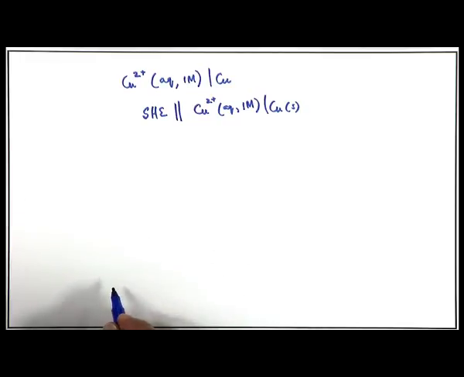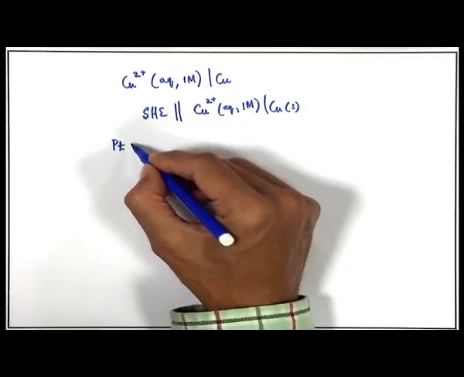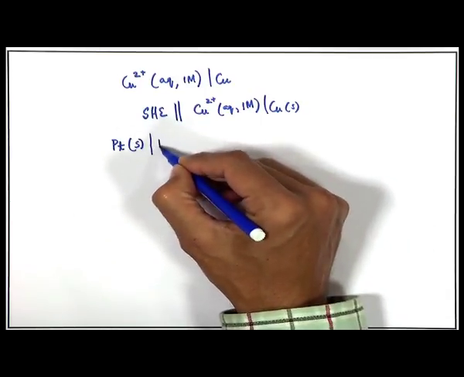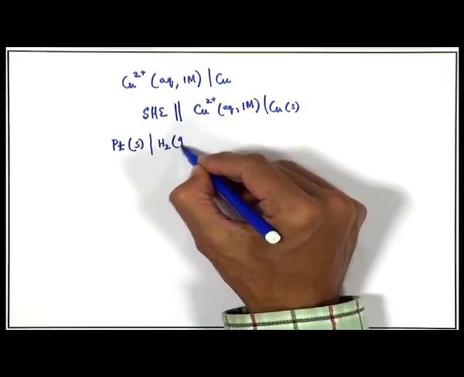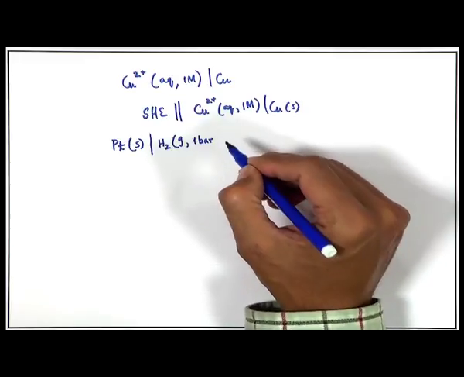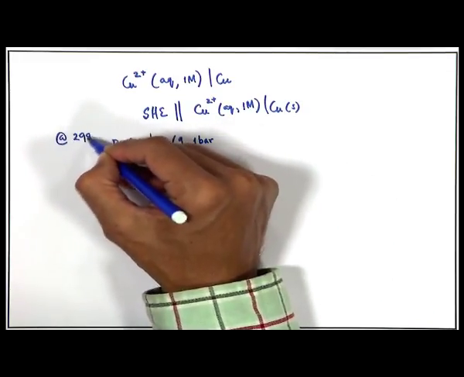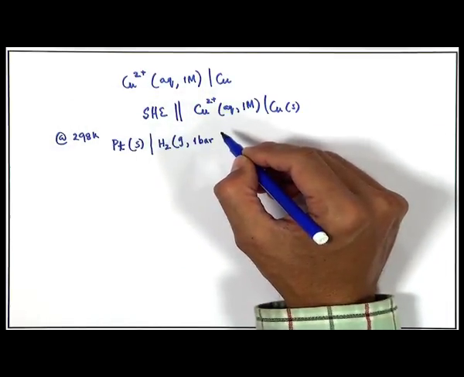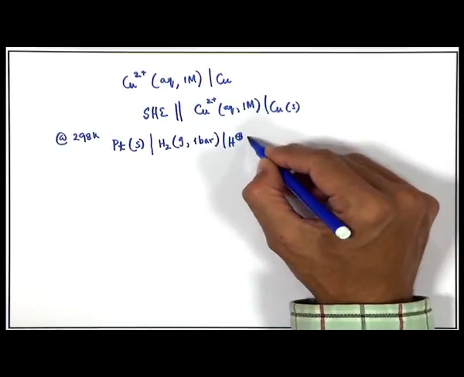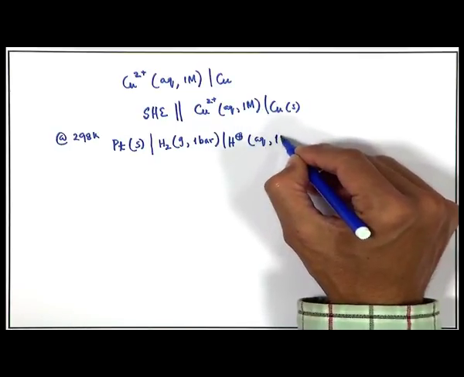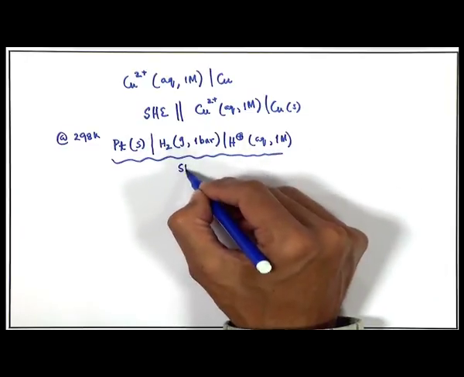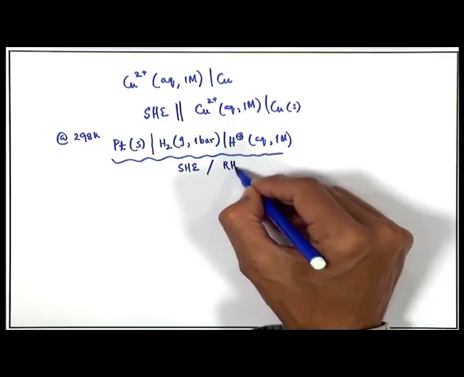So, more explicitly, Pt platinum solid, it is the platinized platinum electrode, then you pass pure hydrogen gas at 1 bar pressure, and do all the measurements at say 298 Kelvin, so 25 degree centigrade. So, 1 bar, then H+ aqueous 1 molar solution. So, this completes the standard hydrogen electrode part.